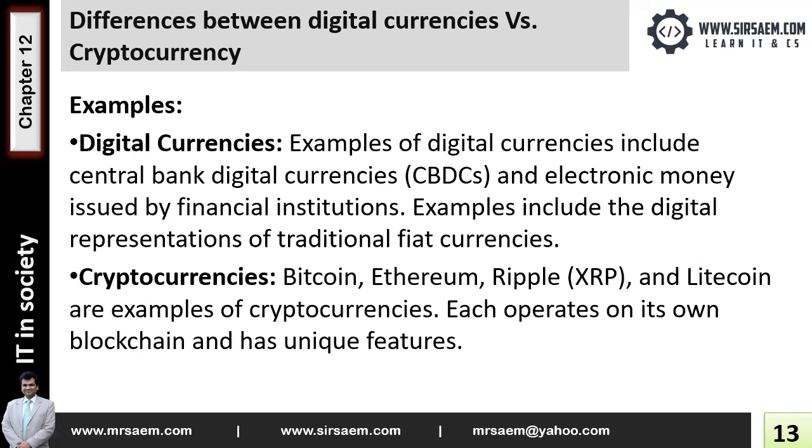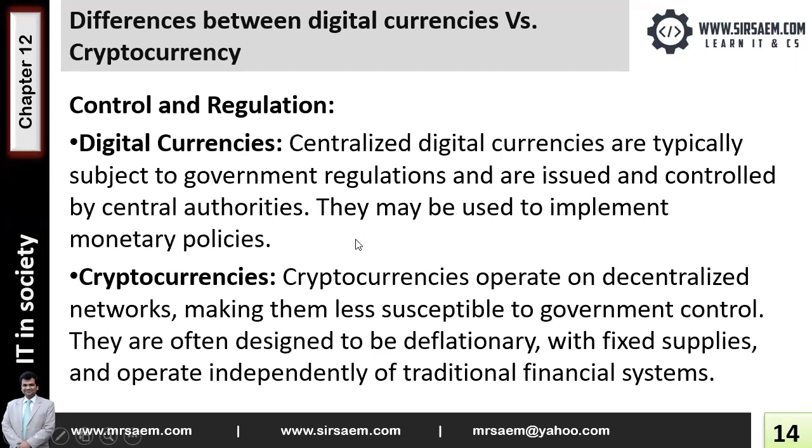If you want to distinguish them with an example, a digital currency could be a CBDC, central bank digital currency, and electronic money issued by financial organizations and institutions. Cryptocurrency is Bitcoin, Ethereum, and all that. Control and regulation, if we talk about differences: this is centralized, okay, and this is decentralized.